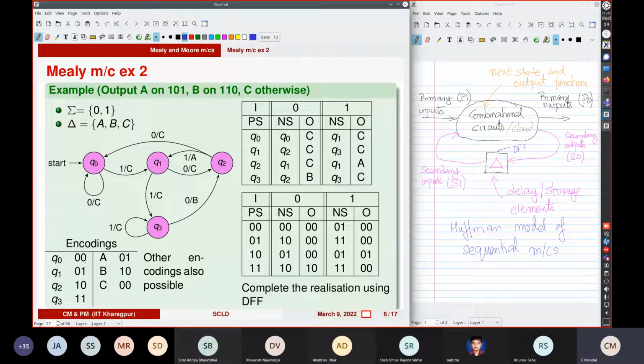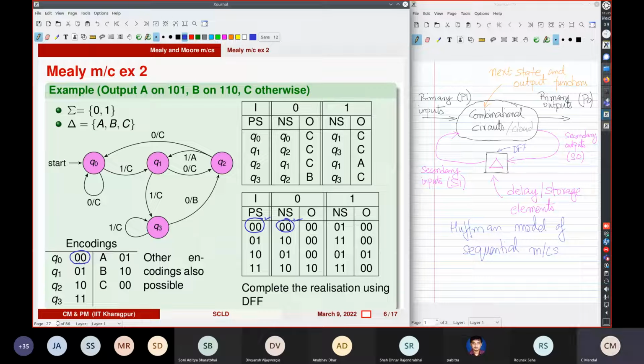So Q0 is 0, 0, right? Let us just check. Q0, this is 0, 0, and this is 0, 0. Wherever I have Q0, I should have 0, 0. So that is all right. Then, so this is okay.